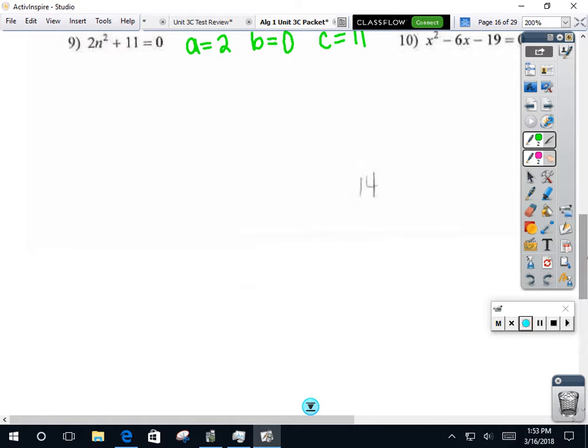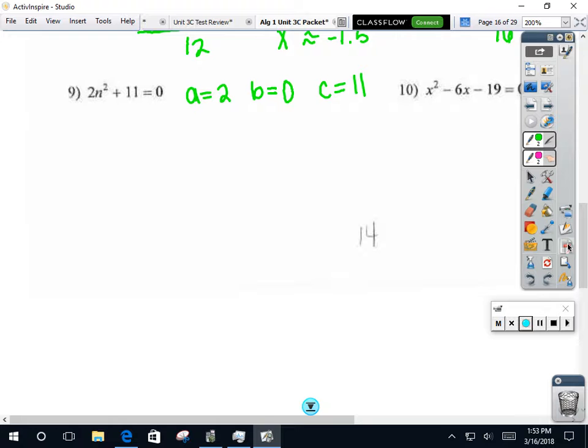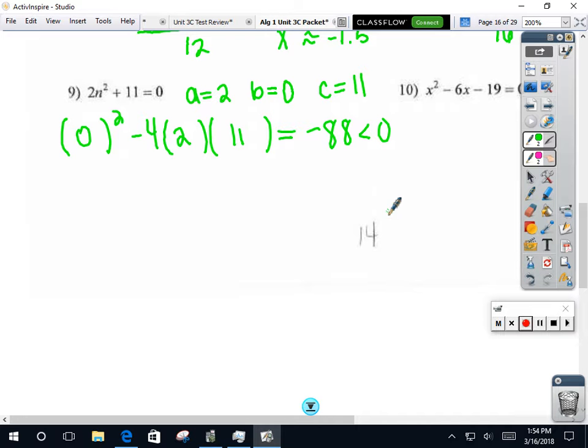Okay, so now, does everybody understand for this one why the A is 2, the B is 0, and the C is 11? So now you just do it as normal. B squared minus 4AC. So your B is 0, your A is 2, your C is 11, and that makes a discriminant of what? What happens when your discriminant is a negative number, less than 0? No solution.